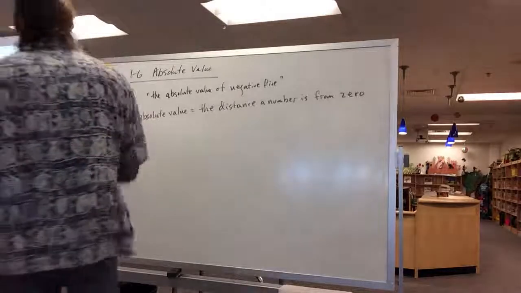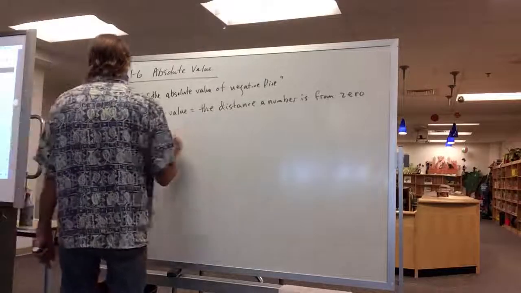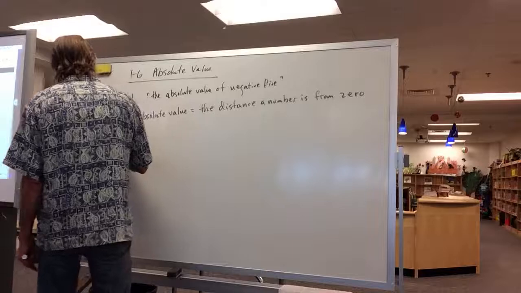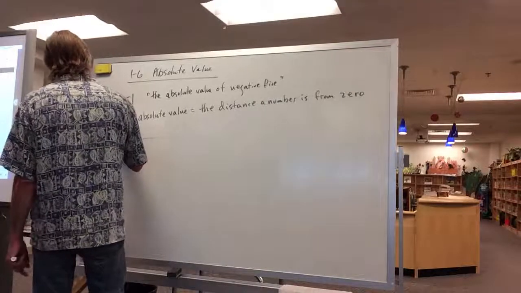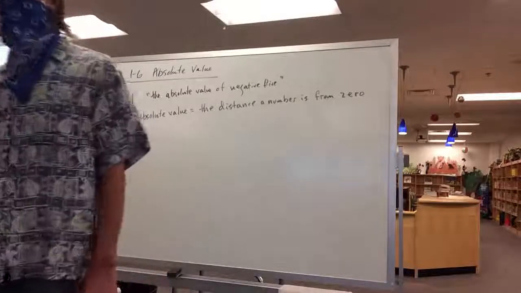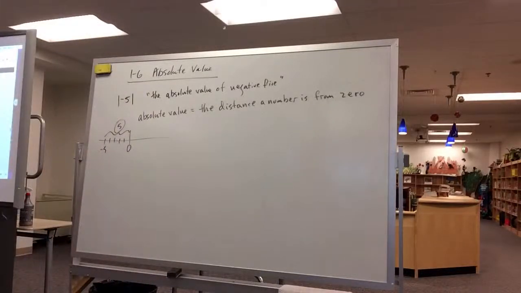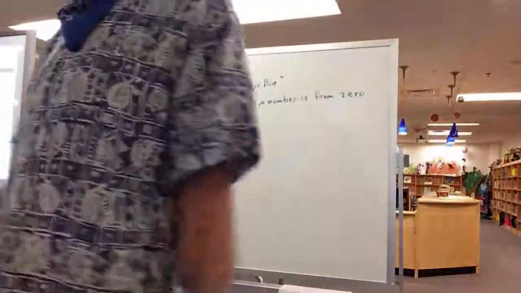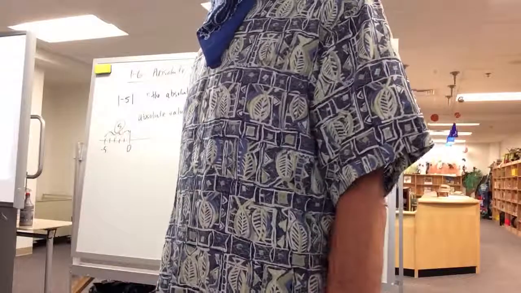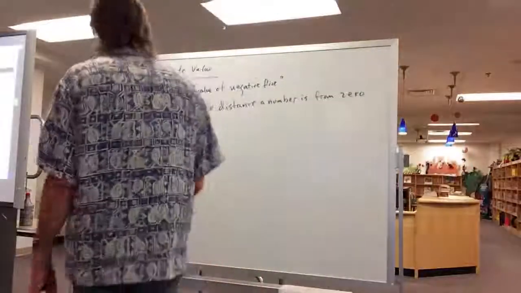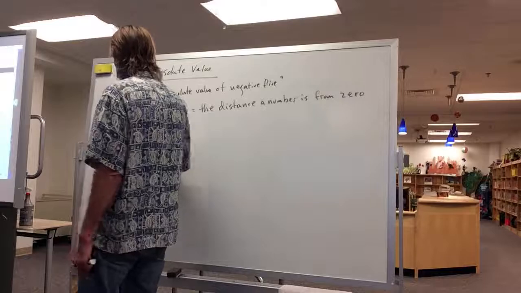So if we look at -5, if this is 0, here's -5, that distance is going to be 5 units. Because when we measure distance, we don't talk about direction. I'm sorry, we don't talk about positive and negative. We may talk about direction. We might say it's up 5 or down 5 or north 5 or south 5. But we don't ever say it's -5. So an absolute value is always going to come out as a positive number.